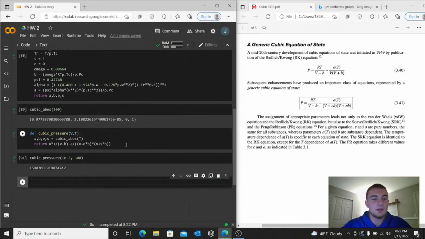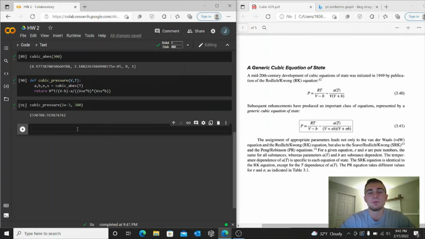Okay. So there you have it. Now we have been able to calculate the equation here for pressure using the parameters for the SRK equation of state. Now we can go ahead and make a plot of our data. So to plot our pressure, we will need to plot the pressure at different volumes and different temperatures.